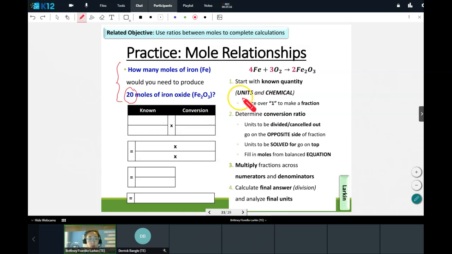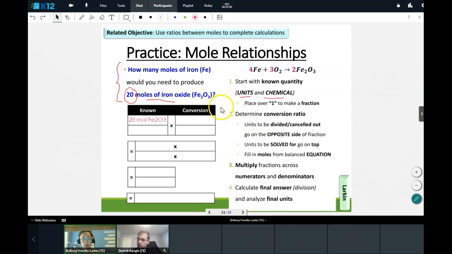Now, I need to include both the units and the chemical. This is important. You can't just say you have 20 moles, because we have many different chemicals here. So we have to specifically say moles of iron oxide. I'm going to start off with what I know, 20 moles Fe2O3. Again, mol stands for moles. 20 moles of iron oxide right there.